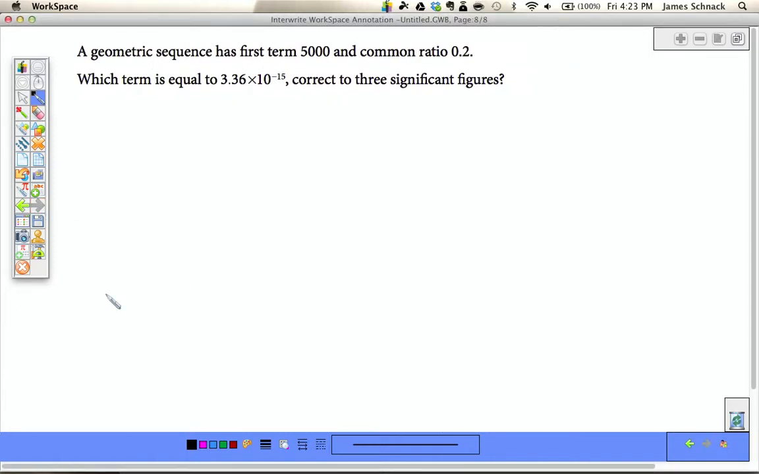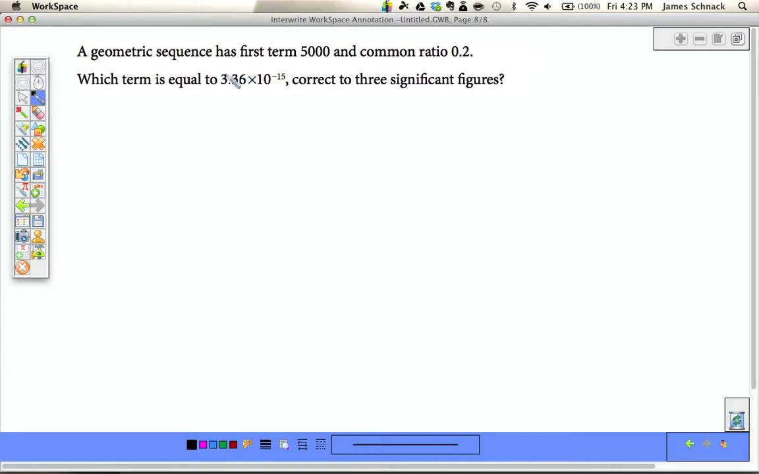Last example for the day. A geometric sequence has a first term of 5,000 and a common ratio of 0.2. Well, think about this. Are the terms going to get bigger or smaller? Well, the common ratio is a fraction, so the terms will get smaller. Which term is equal to 3.36 times 10 to the negative 15th, correct to 3 sig figs?